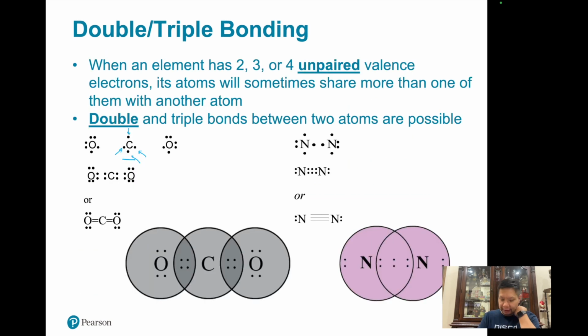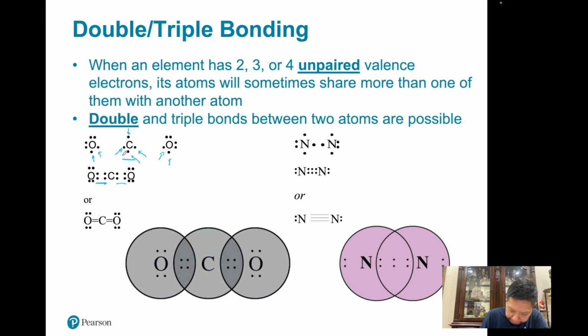But how many bonds can oxygen have, right? Oxygen can have 2 bonds, right? One unpaired there and one unpaired there. This is the same thing over here with this oxygen, right? They both have 2 unpaired electrons. What that means then is that oxygen and carbon can share 2 pairs of electrons each, right? And so when we do that, we can look at oxygen on this side sharing 2 pairs of electrons, right? And then the oxygen on this side sharing 2 pairs of electrons.